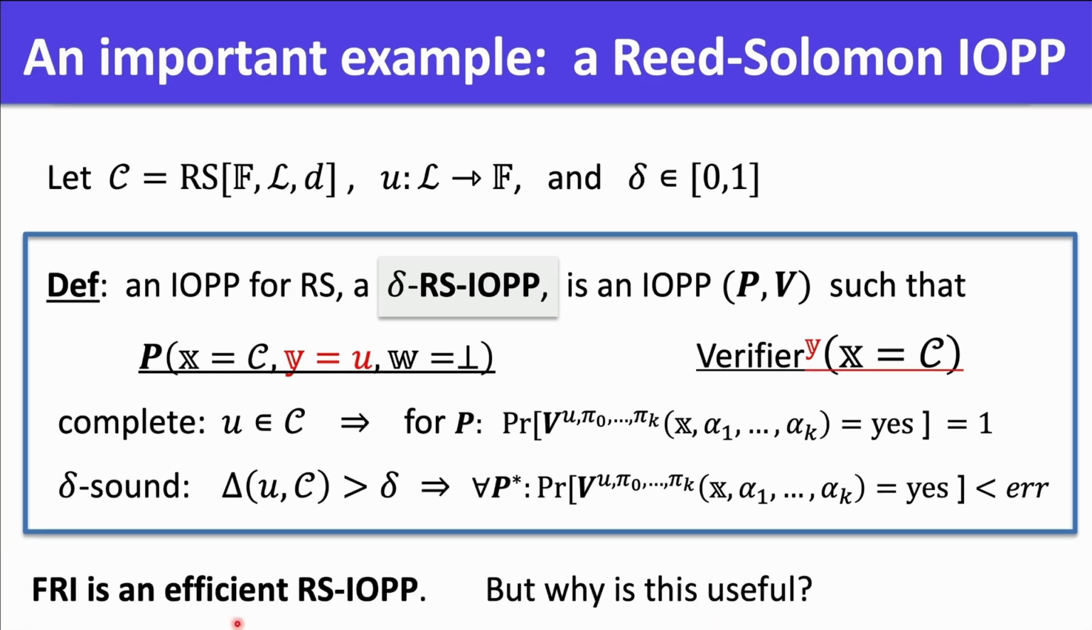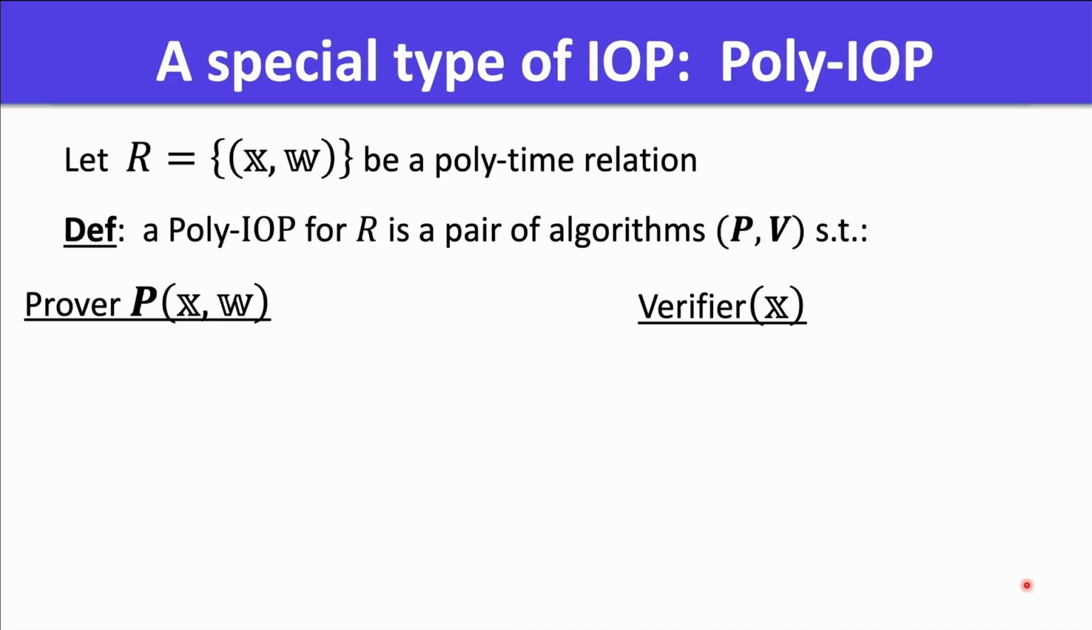And now FRI is basically one example of an efficient Reed-Solomon IOPP. So we'll see how FRI works in just a minute, but the first question to ask is, why is this useful? Why do we care about Reed-Solomon IOPPs? Why does it help to prove that a committed word is close to a Reed-Solomon code word? To answer that, I need to define a special type of interactive oracle proof called a Poly-IOP.